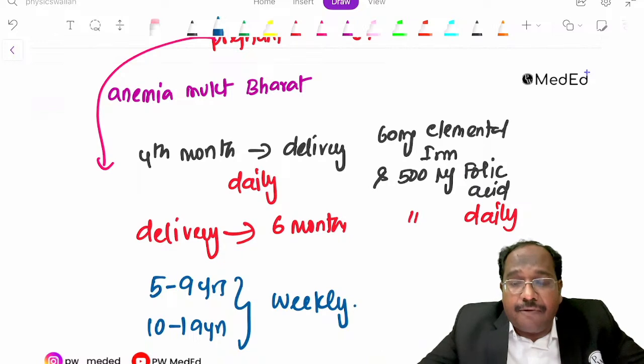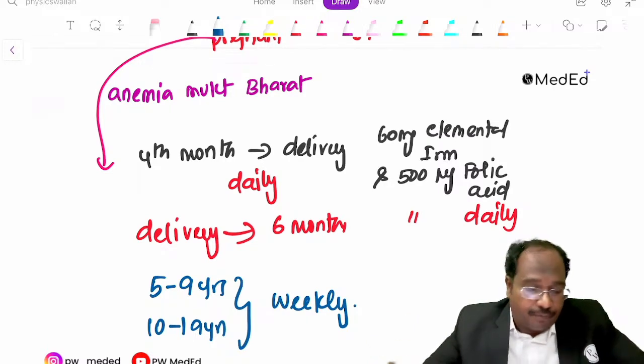If a pregnant woman is anemic, mild anemia means we have to give 2 tablets. But this is prophylactic.